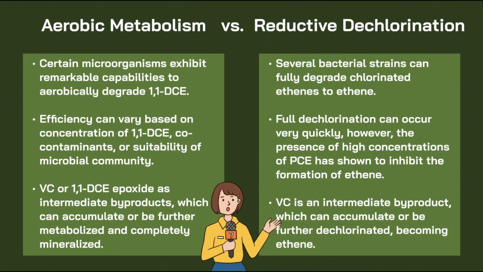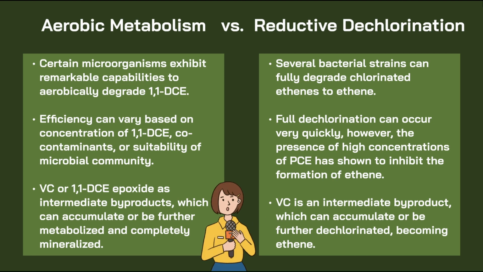With aerobic metabolism, certain microorganisms exhibit the capability to degrade 1,1-DCE. However, efficiency can vary based on initial concentration, presence of co-contaminants, or the suitability of the microbial community. Vinyl chloride or 1,1-DCE epoxide are intermediate byproducts, which can accumulate or be further metabolized and completely mineralized.